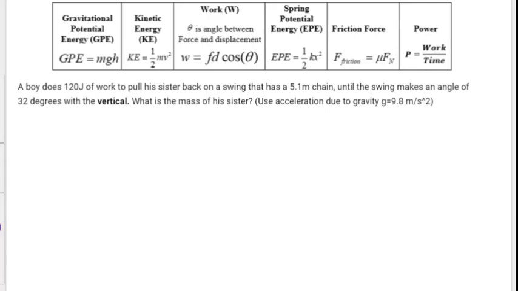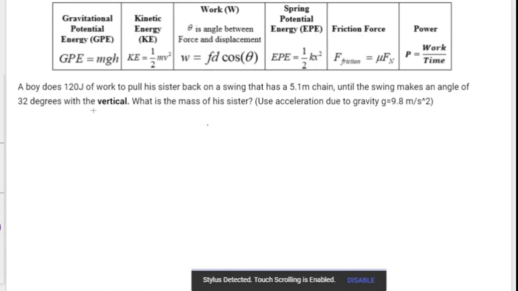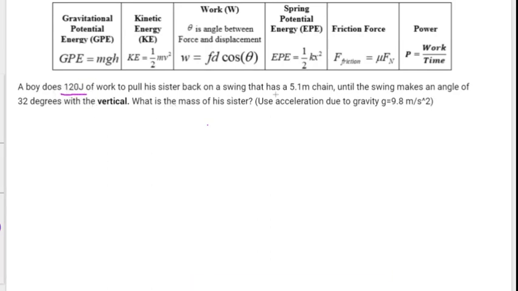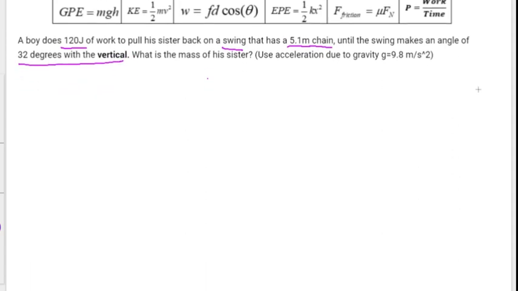Alrighty guys, let's go ahead and take a look at this problem right here. This one says that a boy does 120 joules of work to pull his sister back on a swing that has a 5.1 meter chain until the swing makes an angle of 32 degrees with the vertical. So there's a lot going on in this problem.